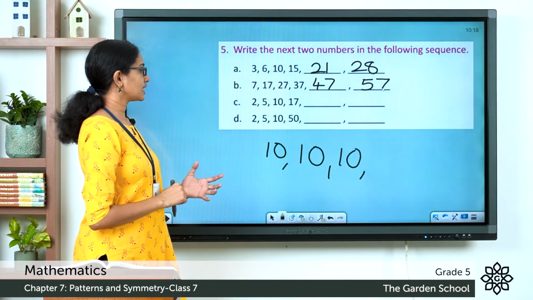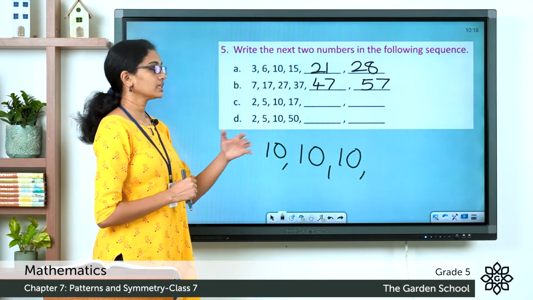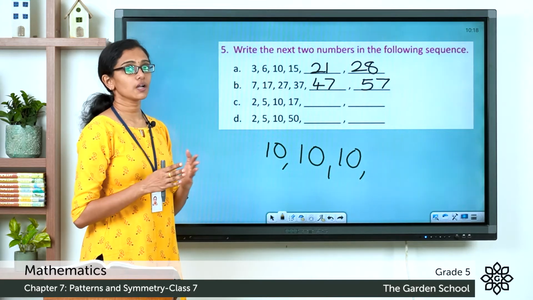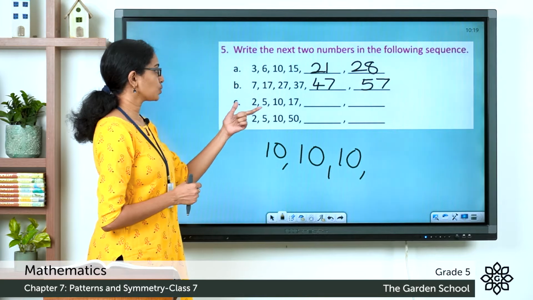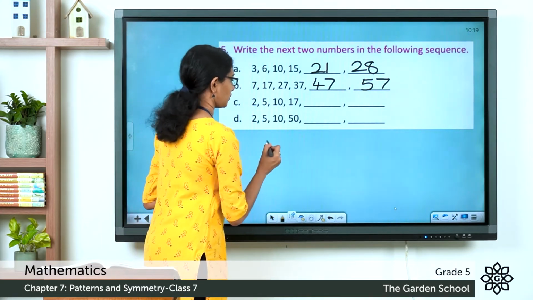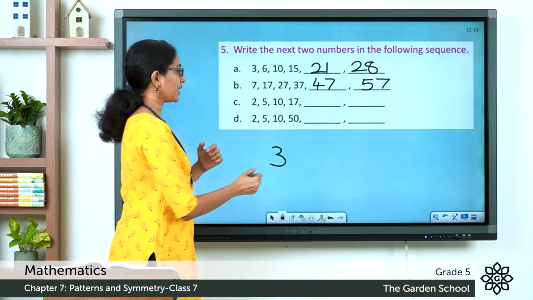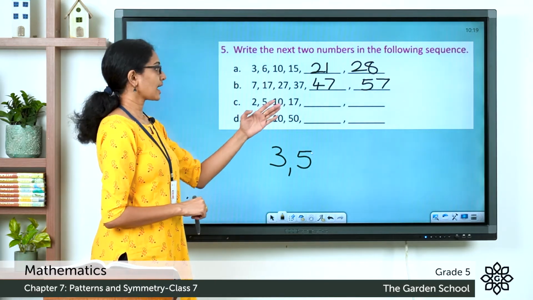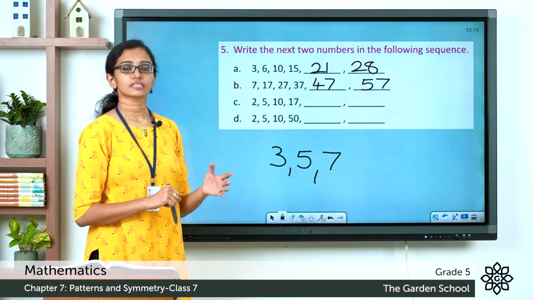Now let's observe the third question. Observe the numbers 2, 5, 10, 17 and it goes on like that. Can you identify the pattern rule or the logic for this number pattern? See, what is the relationship between 2 and 5? 2 plus 3 is equal to 5. And 5 and 10. 5 plus 5 is equal to 10. Then 10 and 17. 10 plus 7 is equal to 17.